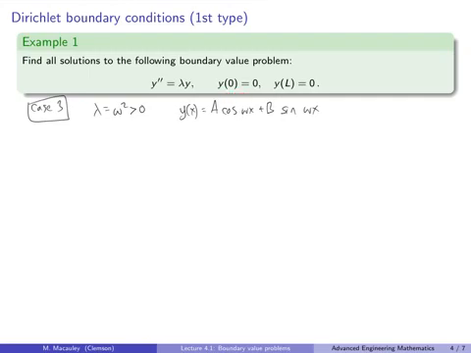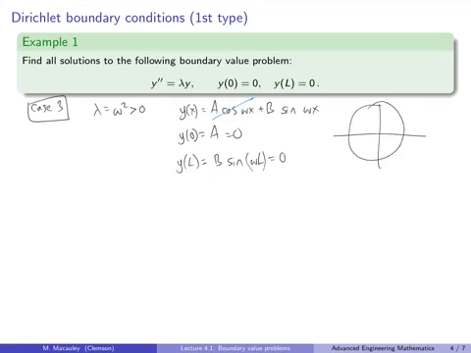Now let's plug in these boundary conditions. If we plug in y of 0, we get a times 1 plus b times 0, so a equals 0, and that right away kills off the cosine term. Now let's plug in this next one. If we plug in y of L, we can ignore the first term, it goes away, so we get b sine of omega L equals 0. Now what does that tell us? Let's look at the unit circle. Where is sine of x equaling 0?